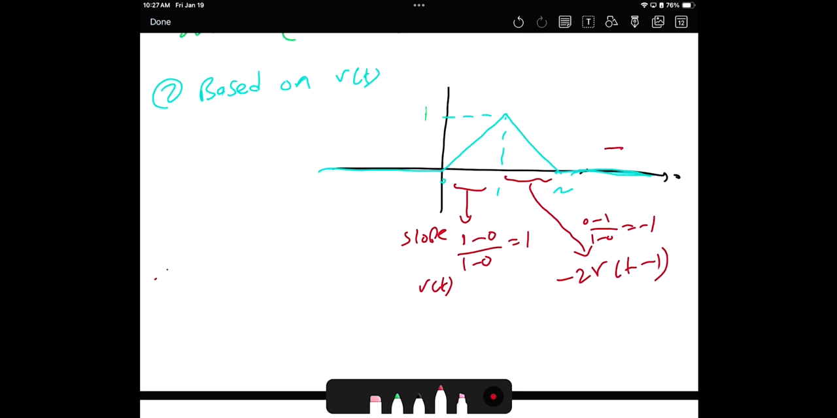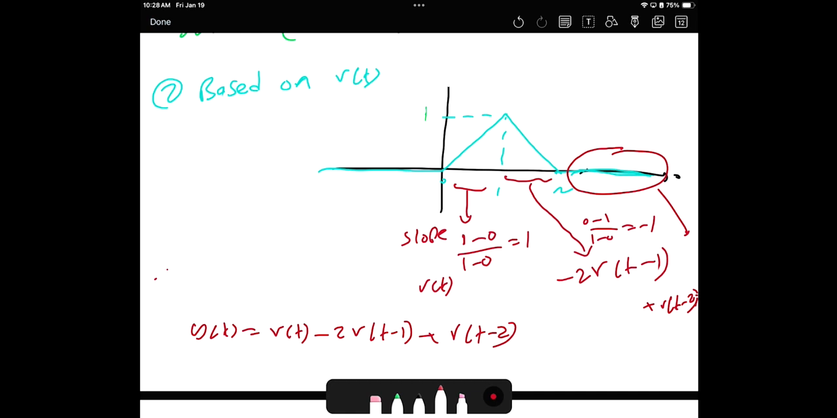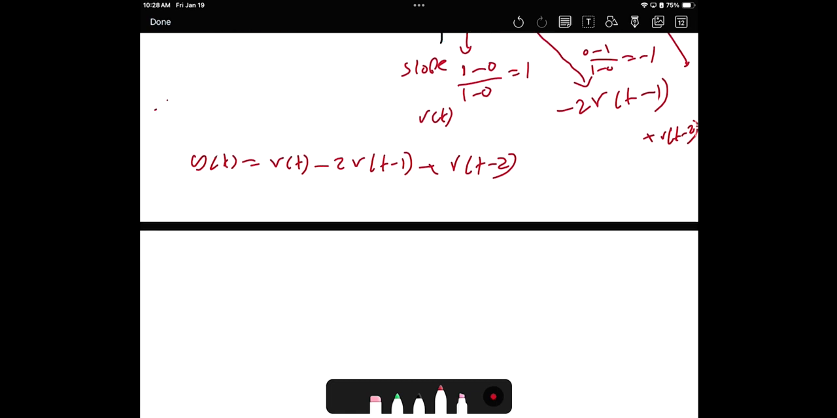Now, the other concern, what will happen after t equal 2? We need to cancel the effect of the slope. So basically, to cancel the effects, we will make another plus R of t minus 2. Always plus. So the overall y of t will be R of t minus 2 R of t minus 1, plus R of t minus 2. How can I validate this? Let's validate it here. Y of t equal R of t minus 2 R of t minus 1 plus R of t minus 2.